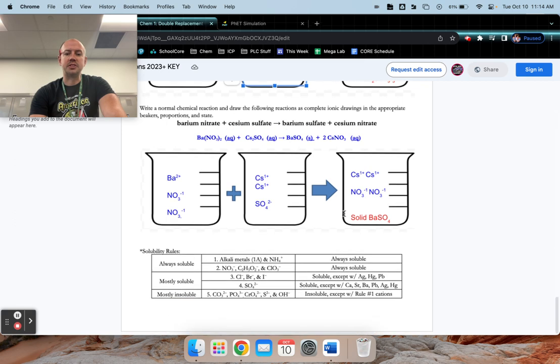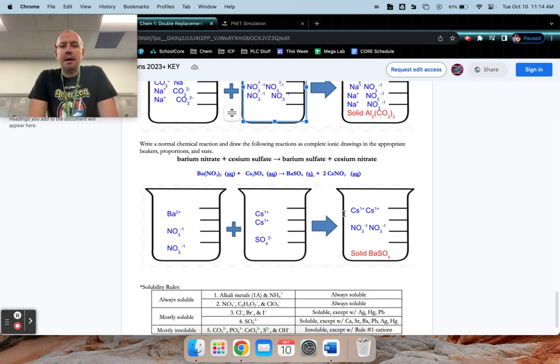So the last one to kind of show it all at once with the rules: barium nitrate, barium's +2, nitrate's -1, cesium's +1, sulfate's -2. Barium's +2, sulfate's -2, cesium's +1, nitrate's -1. That's how I get formula, formula, formula, formula, balancing the charges. I go straight across, one barium for one barium. Two nitrates help me know that that should be a 2. Two cesiums supported that that should be a 2. And then my sulfates are balanced.